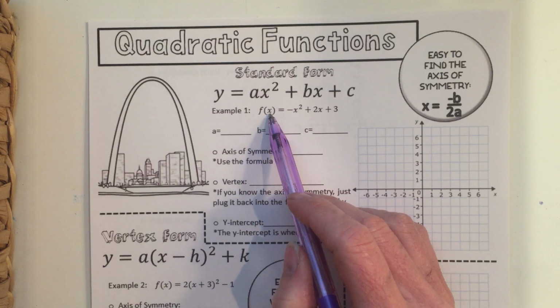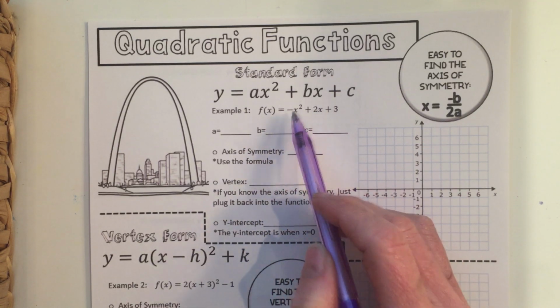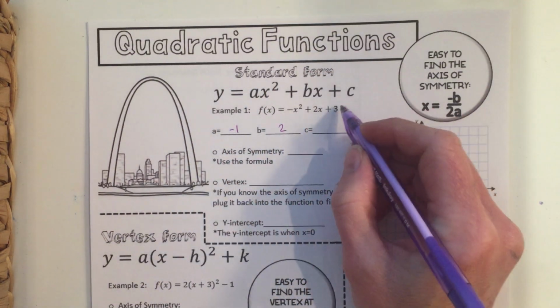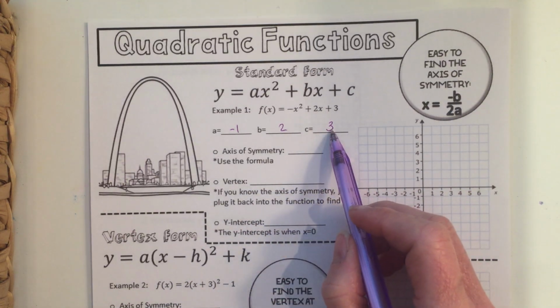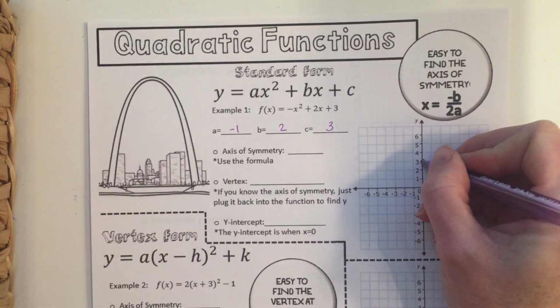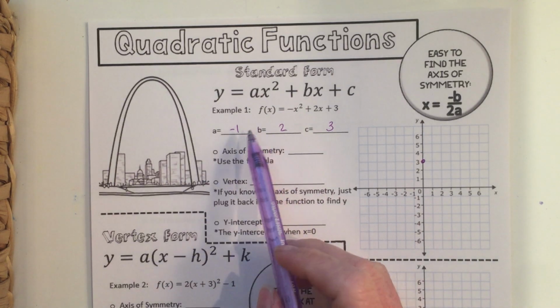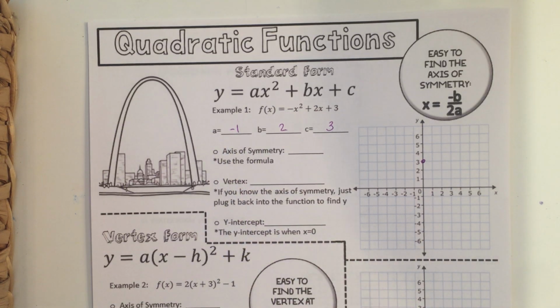For the function f of x equals negative x squared plus 2x plus 3, my a is negative 1, my b is 2, and my c is 3. So right off the bat, I do know that my y-intercept is going to be at (0, 3). That's really the only thing that standard form tells me when I look at it. I guess the other thing we could say is we do know my parabola is going to point down because my a is negative. So how do we graph it?